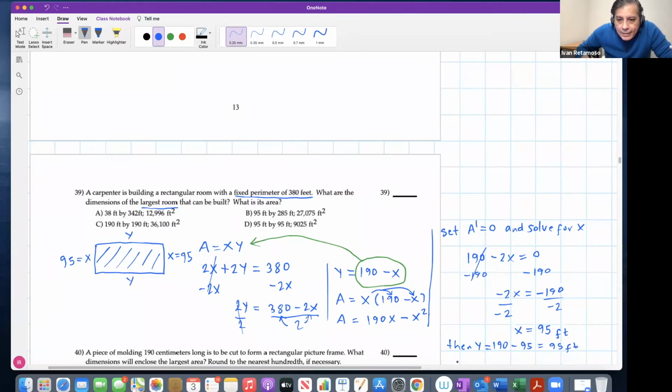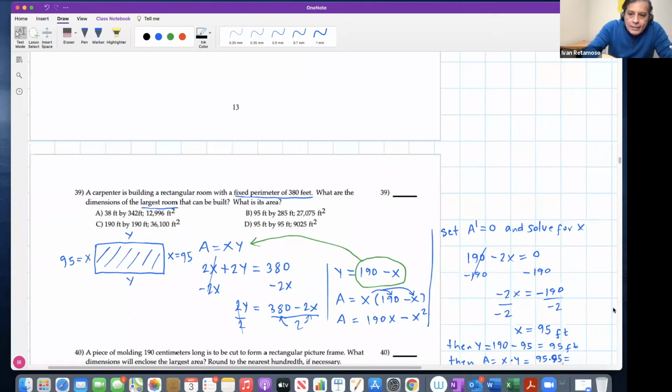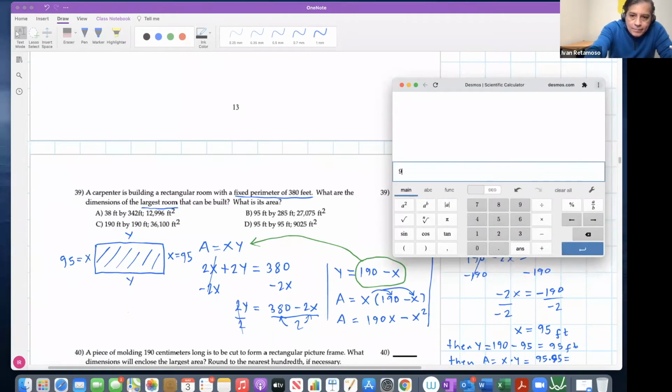And then the area will be x times y. So 95 times 95, and that is just the following. 95 times 95 is just 9,025.